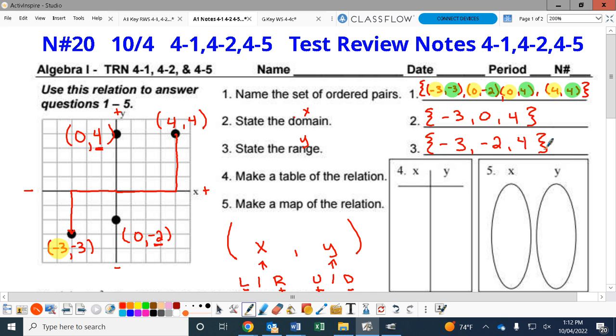Does anybody have any questions so far? This is exactly like what's going to be on your test. This is what it's going to look like. Okay, here we go, guys.